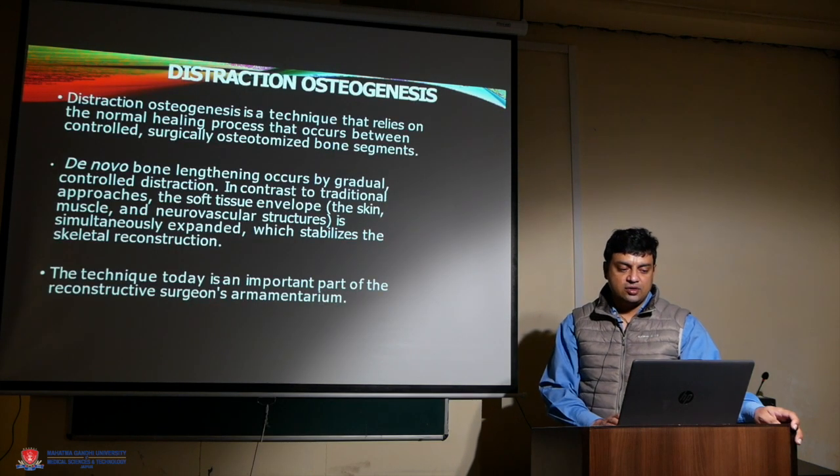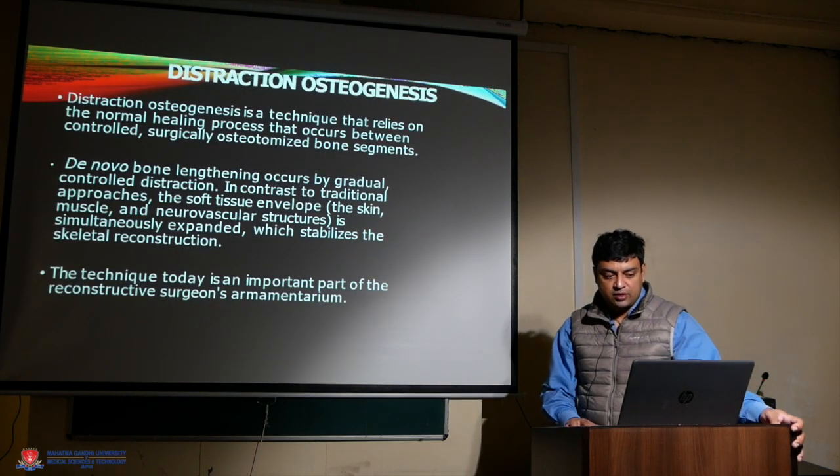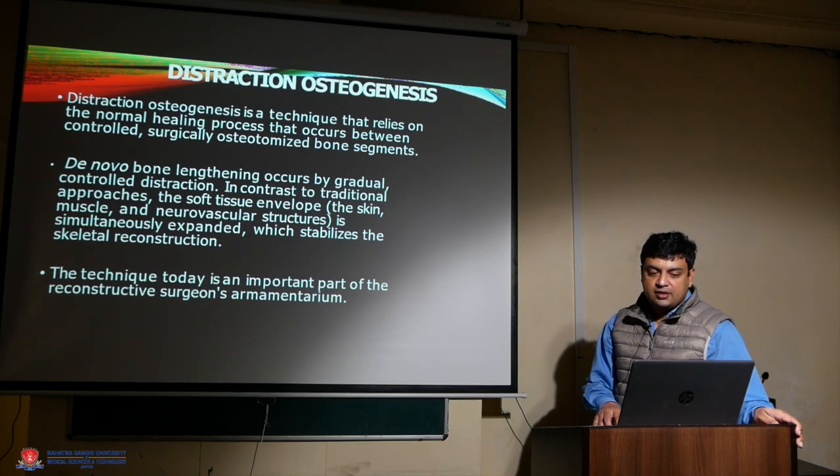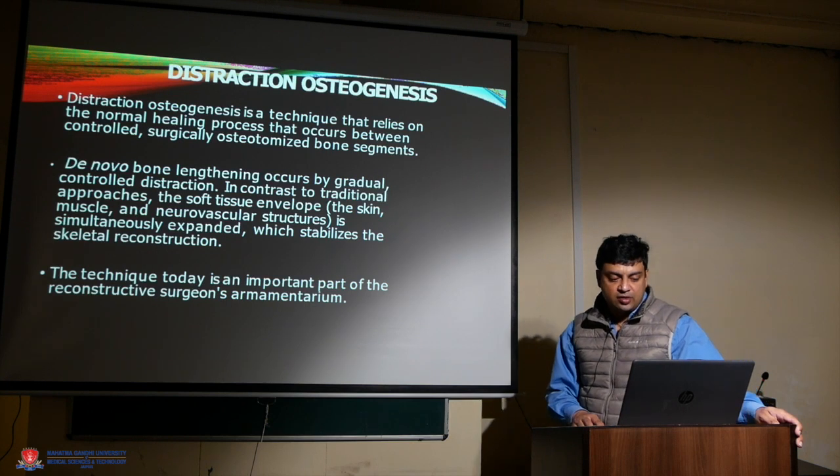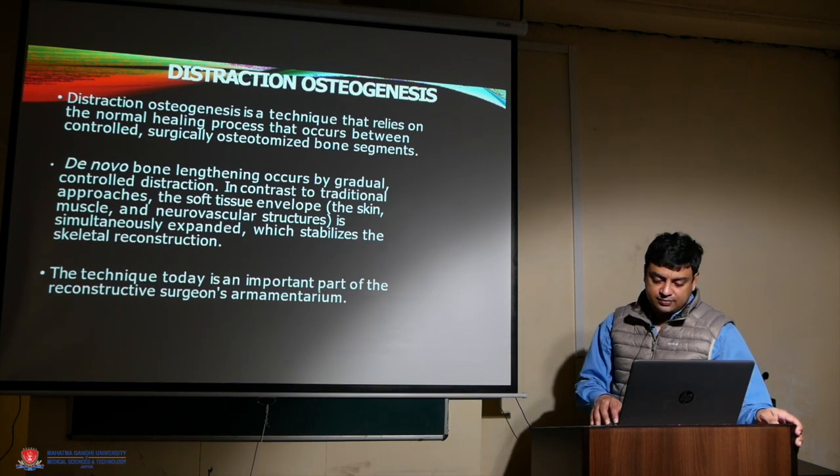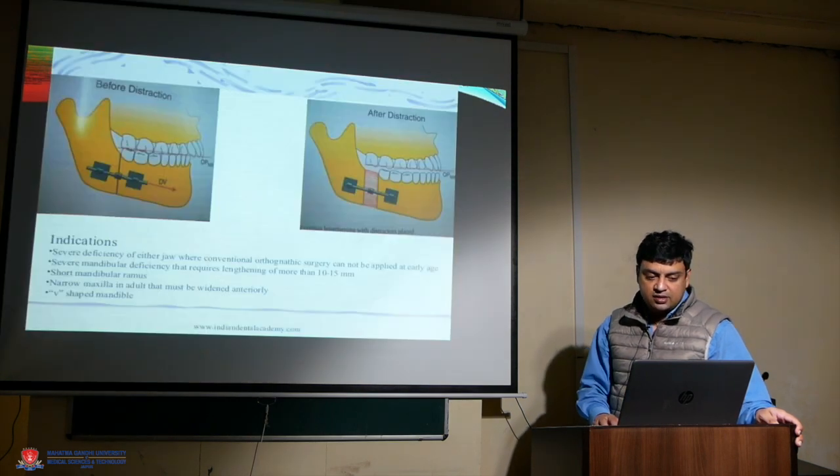So distraction osteogenesis is another procedure which is very popular. It's done if the gap of the segment is more than 10 mm, where orthognathic surgeries have a high rate of relapse. So it is a technique that relies on the normal healing process, de novo bone lengthening by gradual controlled distraction. It was proposed by Ilizarov, and this technique was adapted in maxillofacial surgery. It's an armamentarium in today's reconstructive surgeons.